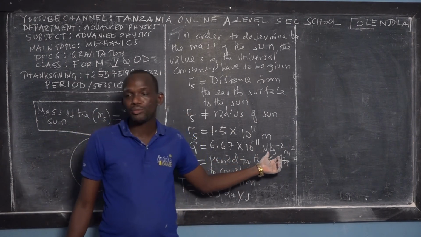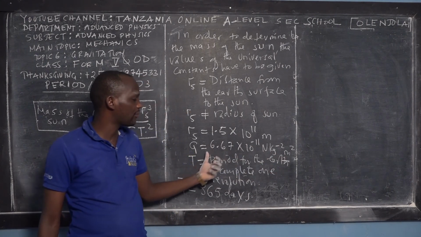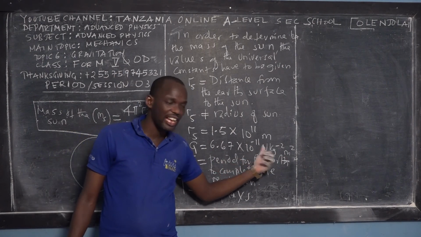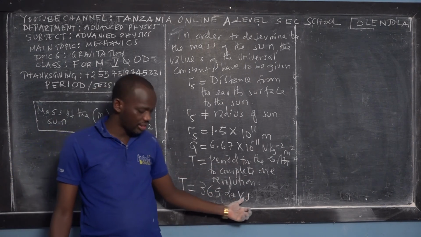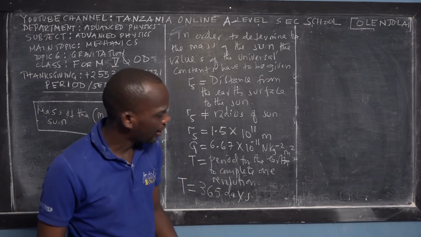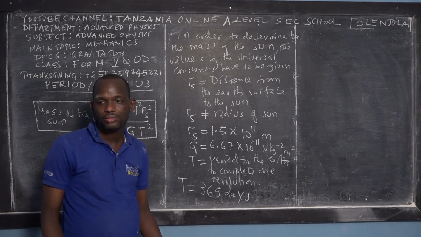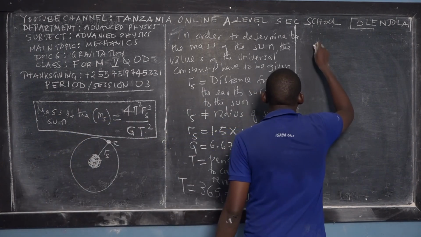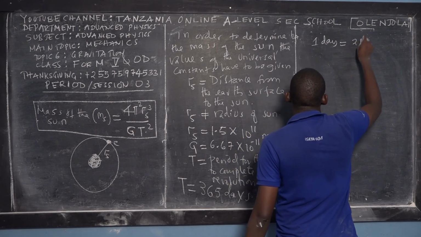Remember the units of the universal gravitational constant, especially newtons. I told you that 1 newton is equal to 1 kilogram meter per second squared, right? It means that all the units of the gravitational constant are in SI units. So days is not a unit of time. What is the unit of time? Seconds. So you have to change this number of days into seconds.